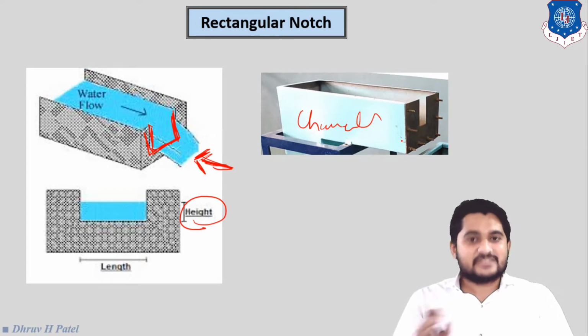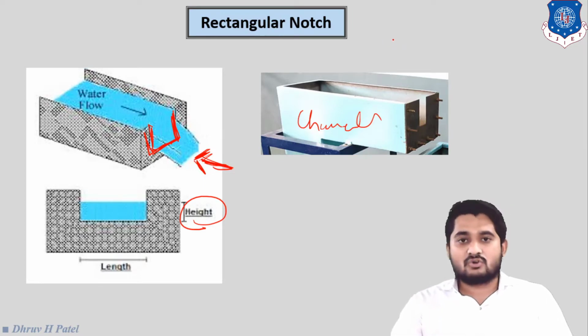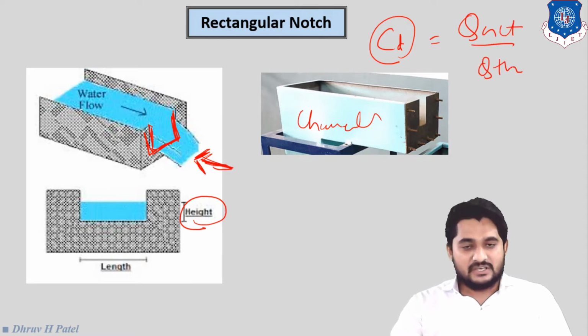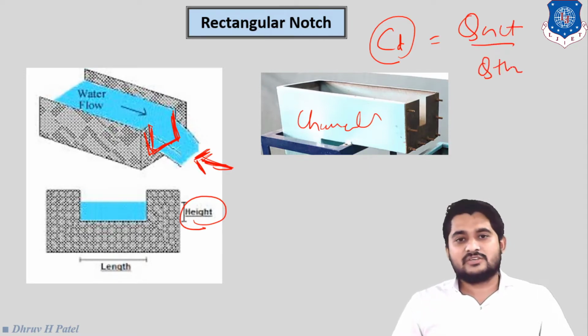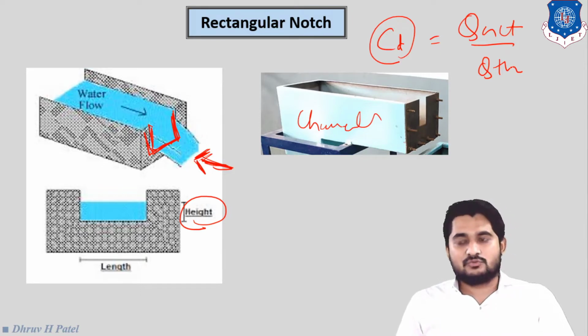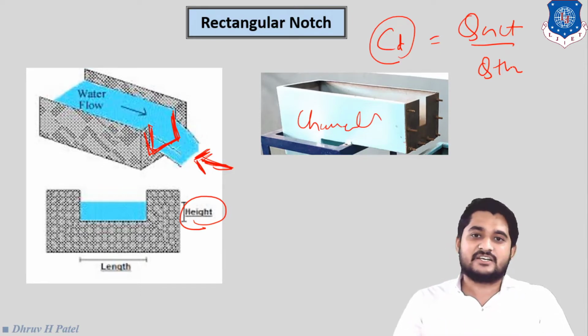Here in this experiment, we have to find out the coefficient of discharge of the rectangular notch. So basically, as we know, the coefficient of discharge is Q actual divided by Q theoretical, right? So with the use of this equation, we have to find out the coefficient of discharge for the rectangular notch. The notch is an instrument which is very useful for mechanical as well as civil engineering purposes also.